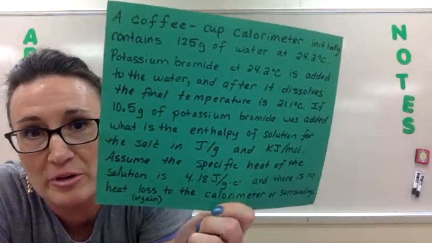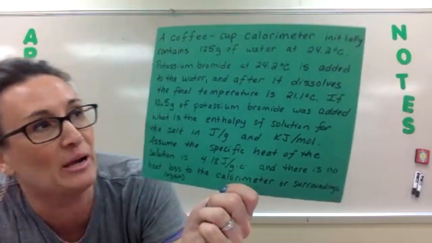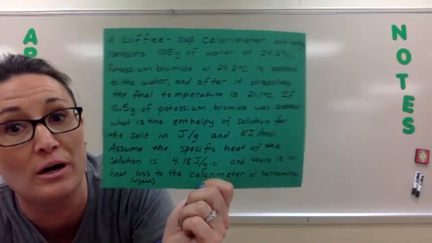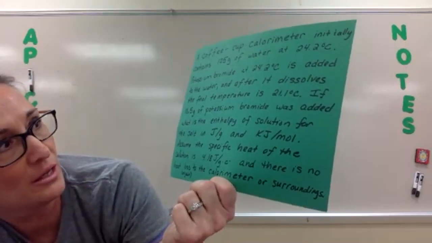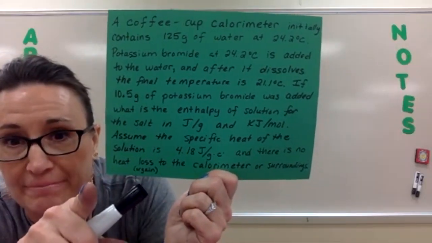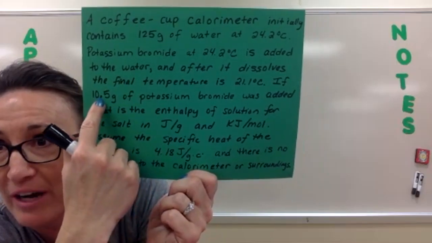Here we go. So we got a coffee cup calorimeter. Ding, ding, ding. 125 grams of water. It's going to go from 24.2 to 21.1. And then we got 10.5 grams of potassium bromide. When do you use that? Think about it. Telling my students even right now. When do you really use the 10.5?